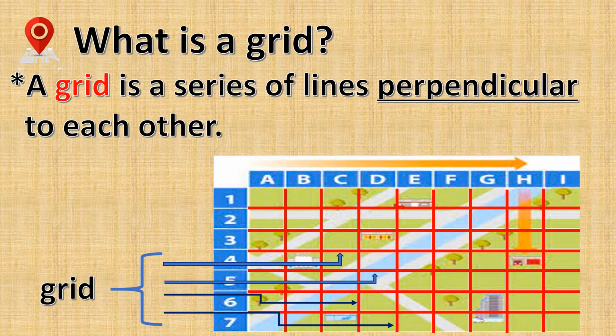So what is a grid? A grid is a series of lines perpendicular to each other. When we say perpendicular, it means the lines are meeting each other at 90 degrees. As you can see here, the red lines are meeting each other at 90 degrees. These are the 90 degree angles that you have. This is what you call your perpendicular lines. This is what you call your grid.